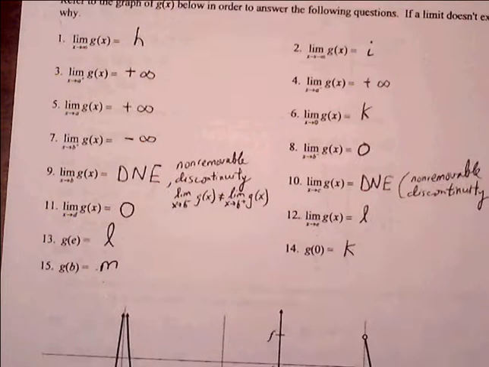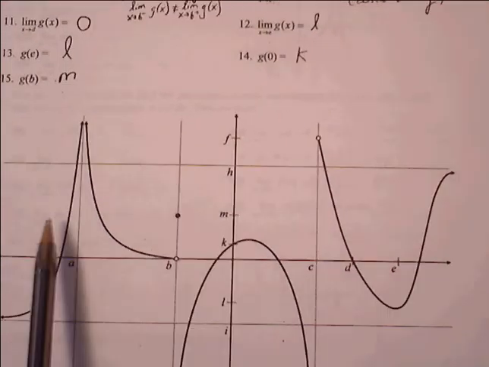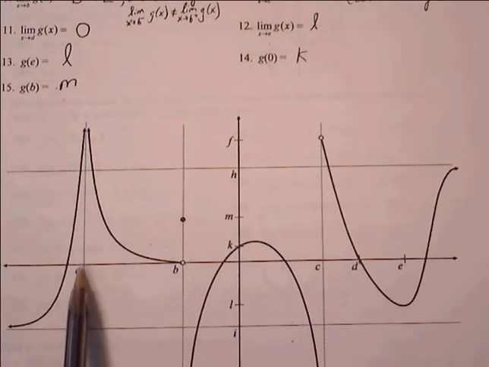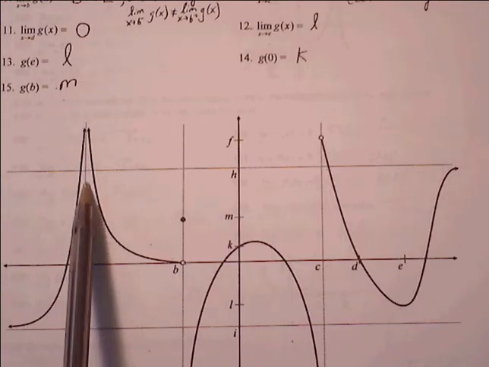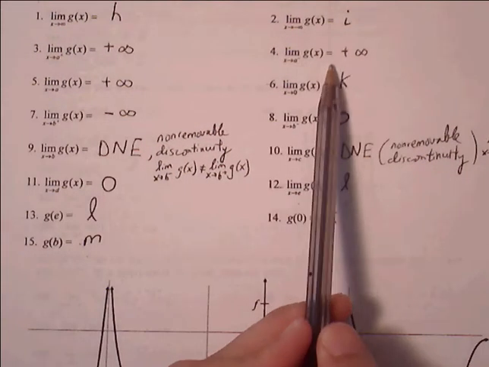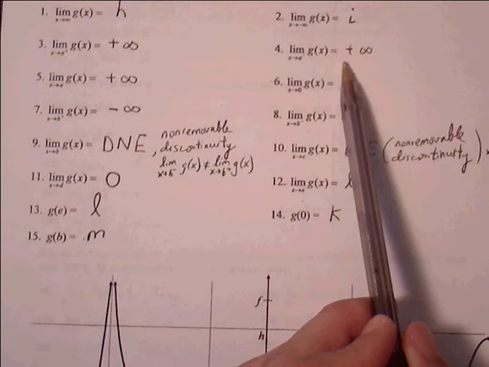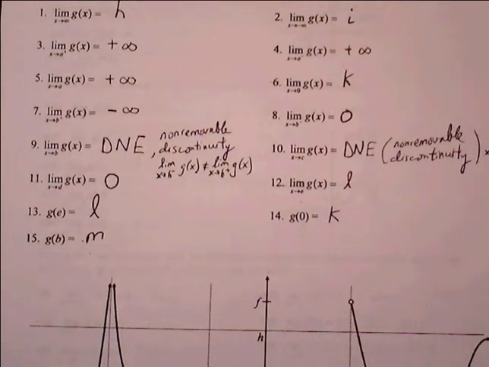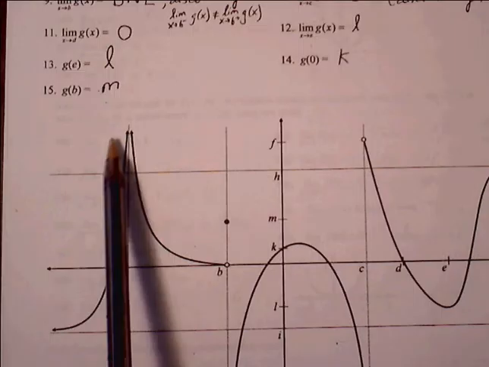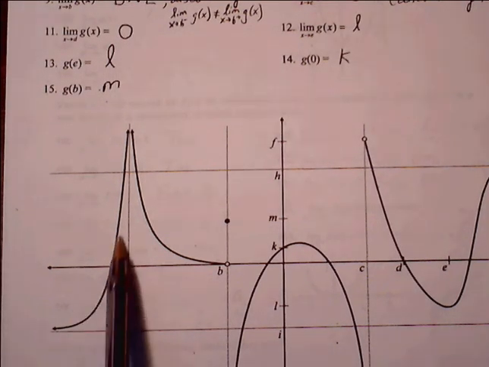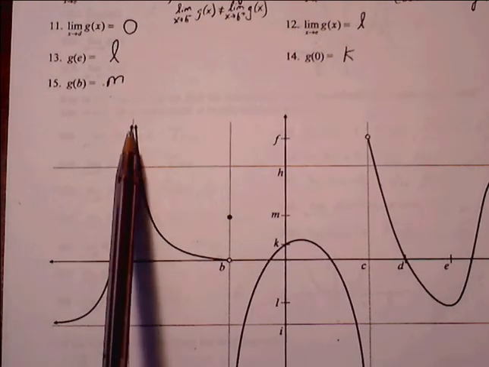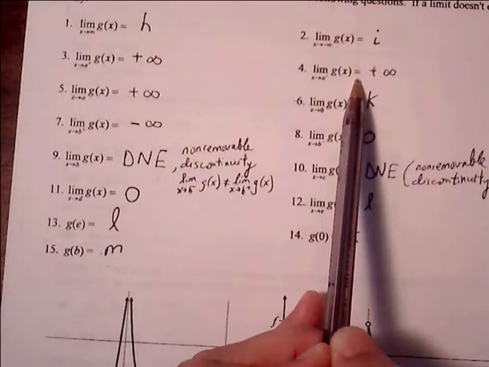As we approach A from the right side of A, here's A. We're going to choose the right branch because we're approaching A from the right side, and we see the graph is shooting up to positive infinity. Okay, number 4, limit as x approaches A from the left side of A. So here's the x value of A. As we approach A from the left side, we're following this left branch up towards positive infinity.